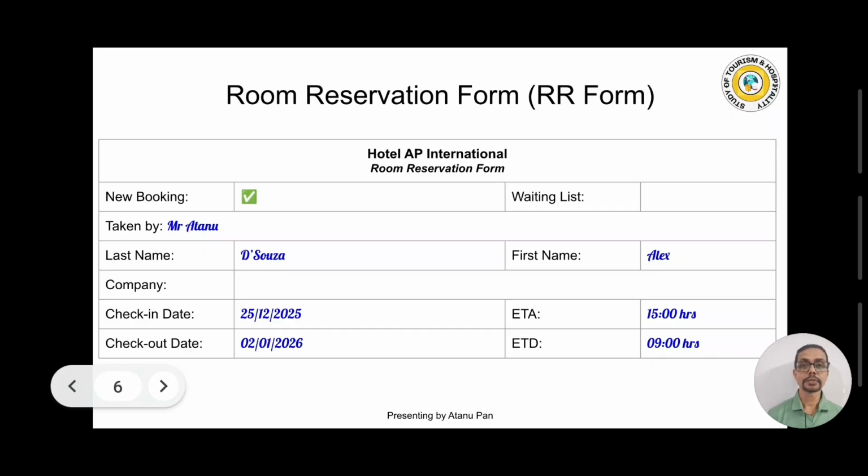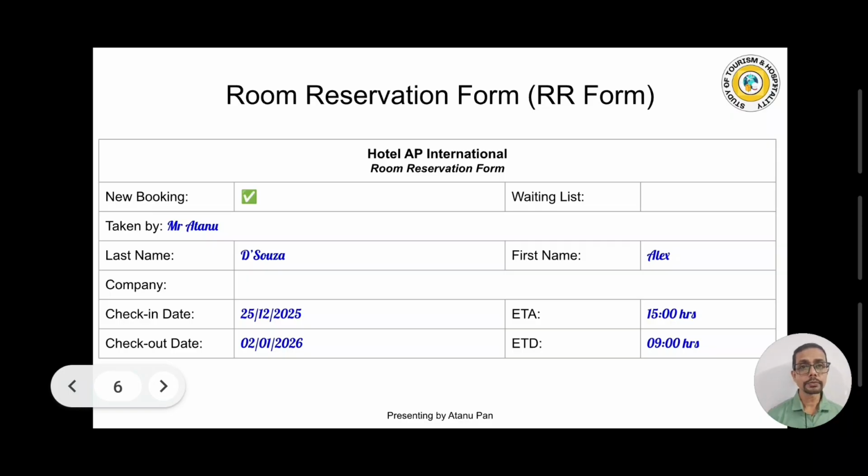The room reservation form is actually a printed form on A4 size paper, or maybe any size of paper, and a few hotels are using the RR form digitally. They are not printing it out, they are using it digitally, but RR forms are still in use. All right, now let's see what these RR forms contain.